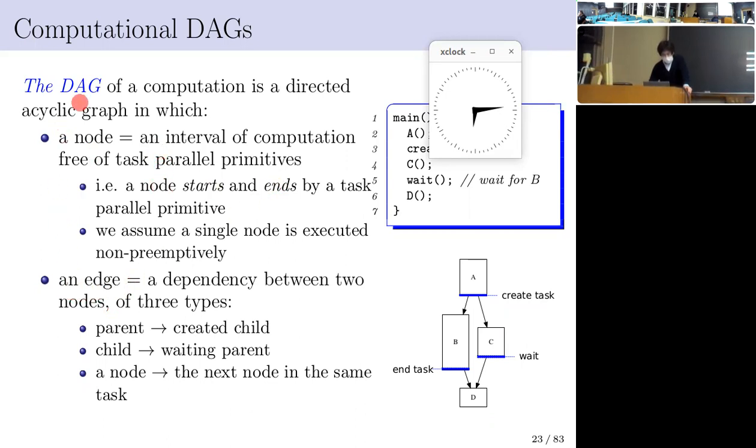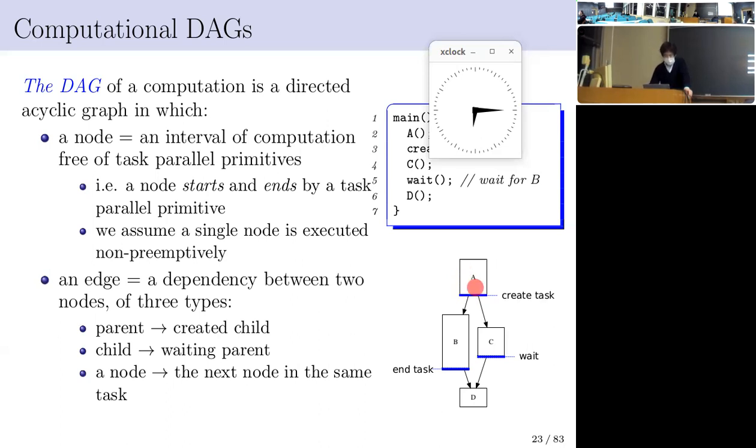And the edge in the computational DAG represents a dependency between two nodes. Actually, there are three specific types, but generally speaking, a dependency represents the relationship between two nodes that determines the order in which these two nodes must be executed. When there is an edge from A to B, it means that B can start only after A is finished. This is exactly what dependency means in computing.